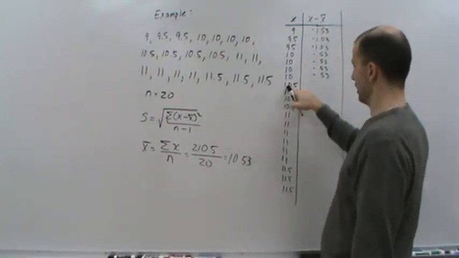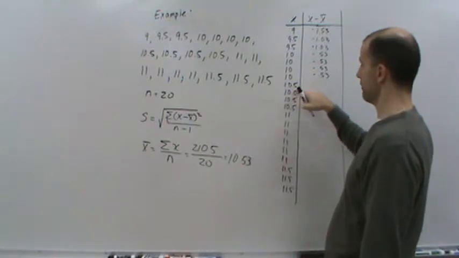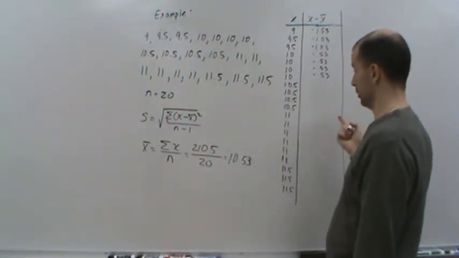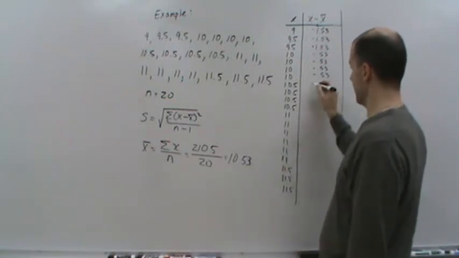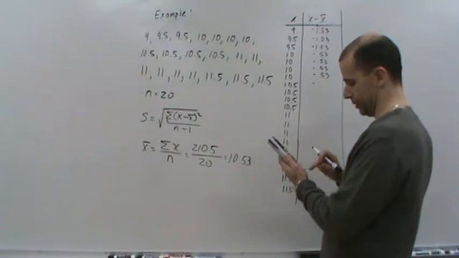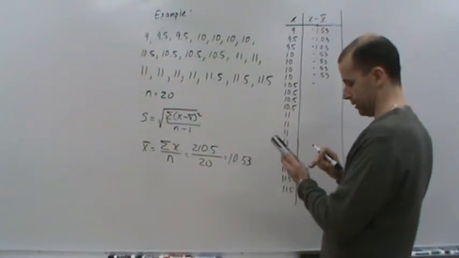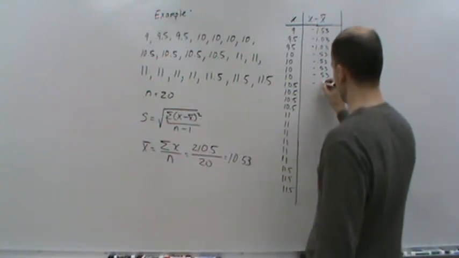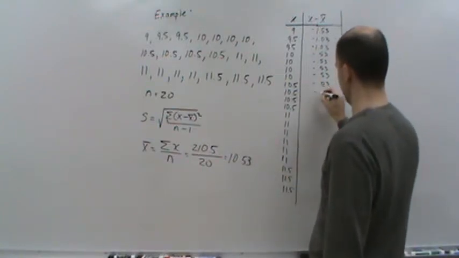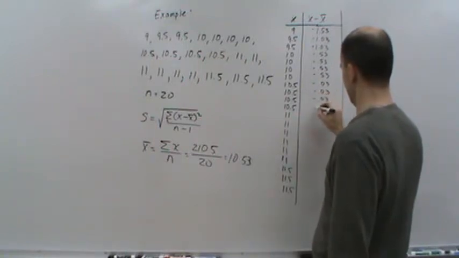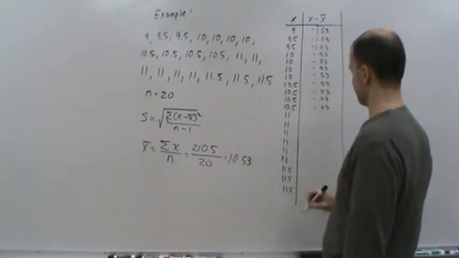Now, here's 10.5 minus 10.53. Okay, so that means this is going to be negative 0.03, right? So again, you can just double check that. So 10.5 minus 10.53. Again, yes, negative 0.03. And that's going to be all the way down. Negative 0.03, negative 0.03, and negative 0.03.